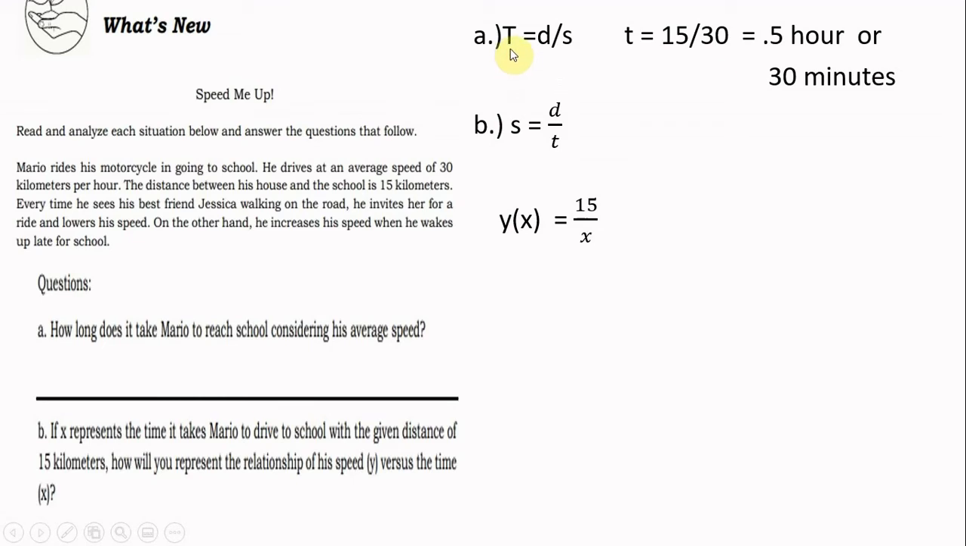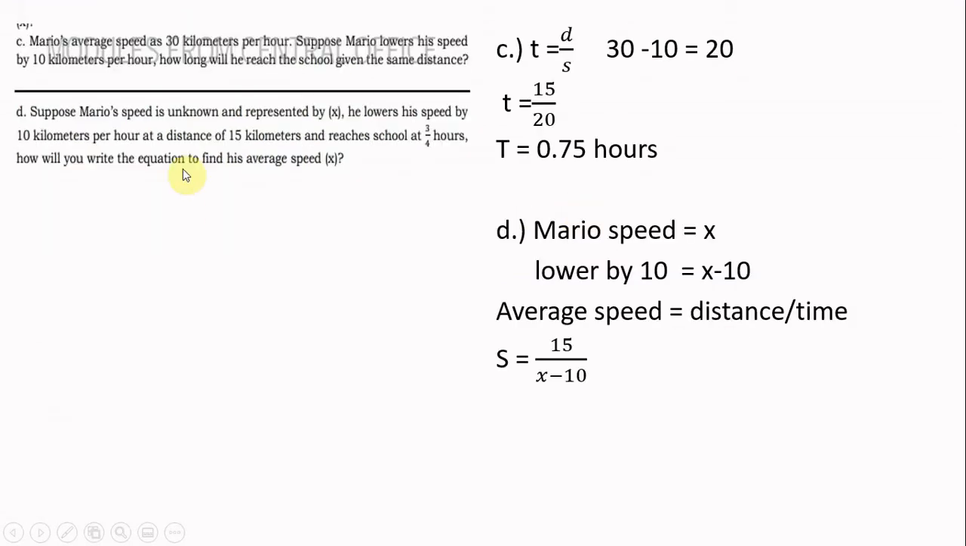So time, we are asking about the time. So time is equal to distance over speed. So its distance is 15 divided by 30, that's 0.5 hours or 30 minutes. Letter B. If x represents the time it takes Mario to drive to school with the given distance of 15 kilometers, how will you represent the relationship of the speed versus the time? Okay, speed equals distance over time. So y of x is equal to 15 over x. This is the speed, with respect to the time x, 15 over x.